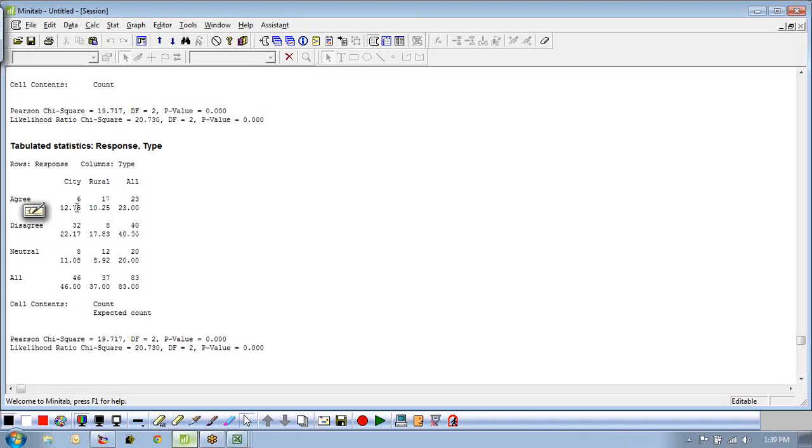Now you can see that, for example, here, those are big differences. See, 6 from 12, 17 from 10. That's a pretty big difference. Here's a huge difference, 32 from 22, 8 from 17. So that's a bigger difference. And finally, in neutral, you can see it's not as big, 8 to 11, 12 to basically 9. So where the differences are likely to lie are in the disagree and in the agree portions of that table. All right? That should give you some insight.